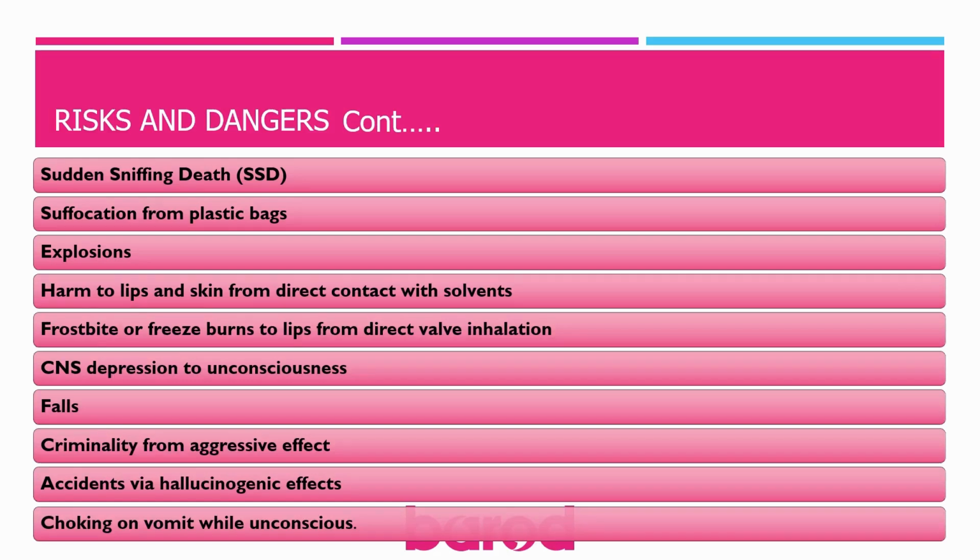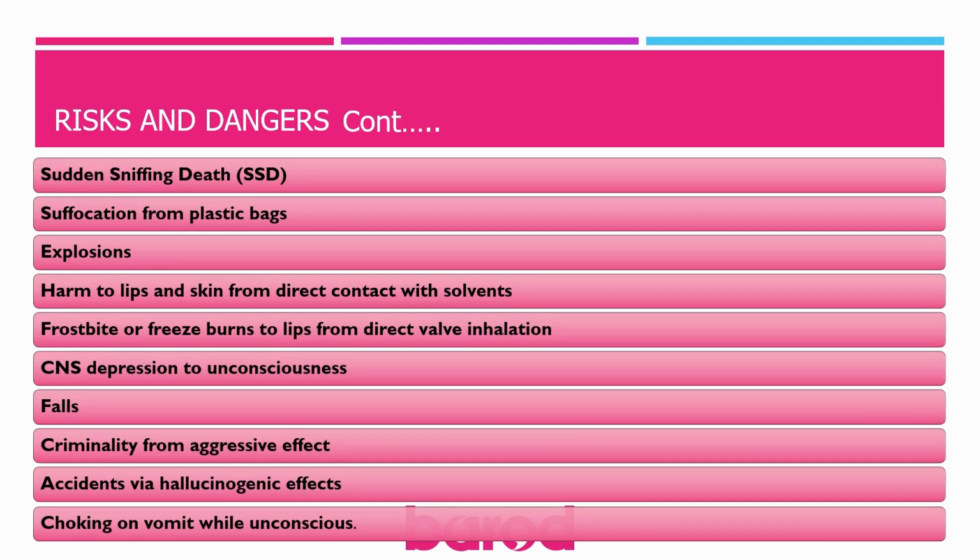So we've got our sudden sniffing death syndrome, suffocation from plastic bags, explosions, harm to lips and skin from direct contact with solvents, frostbite or freeze burns to the lips from direct valve inhalation, central nervous system depression to unconsciousness.